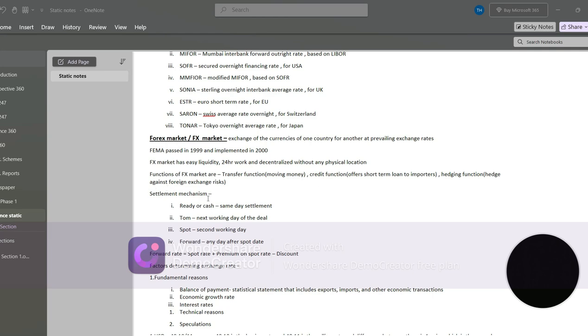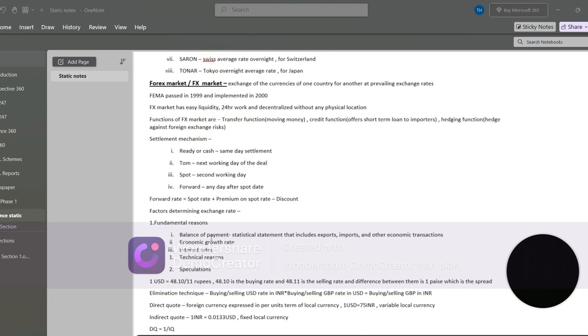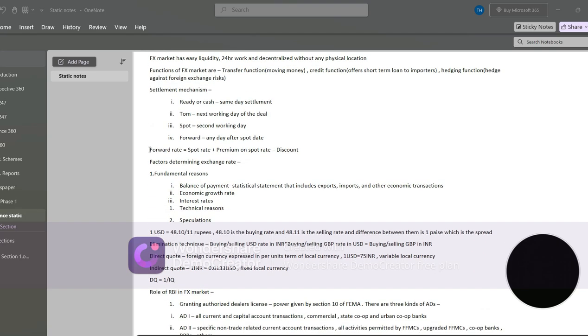The settlement mechanism of the foreign exchange market happens in four ways. First is ready or cash, which is for same day settlement. Next is TOM, which is for the next working day settlement. Spot is when settlement happens on the second working day. And forward is when settlement happens on any day after the second working day. Now, forward rate is spot rate plus premium on spot minus the discount.